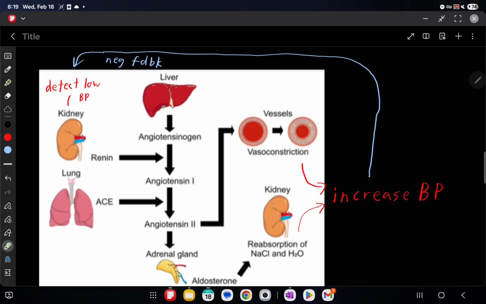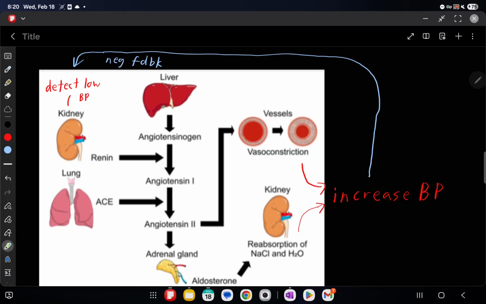Angiotensin 2 is then going to do two things. One, it's going to stimulate vasoconstriction, and two, it's going to cause the release of aldosterone from your adrenal glands. And as we said, aldosterone is going to cause a reabsorption of sodium and water. So both of these things together, vasoconstriction and reabsorption of sodium and water, is going to help increase blood pressure. And this is cool because it is now going to negatively feed back on the original stimulus of low blood pressure that induced the release of renin in the first place.